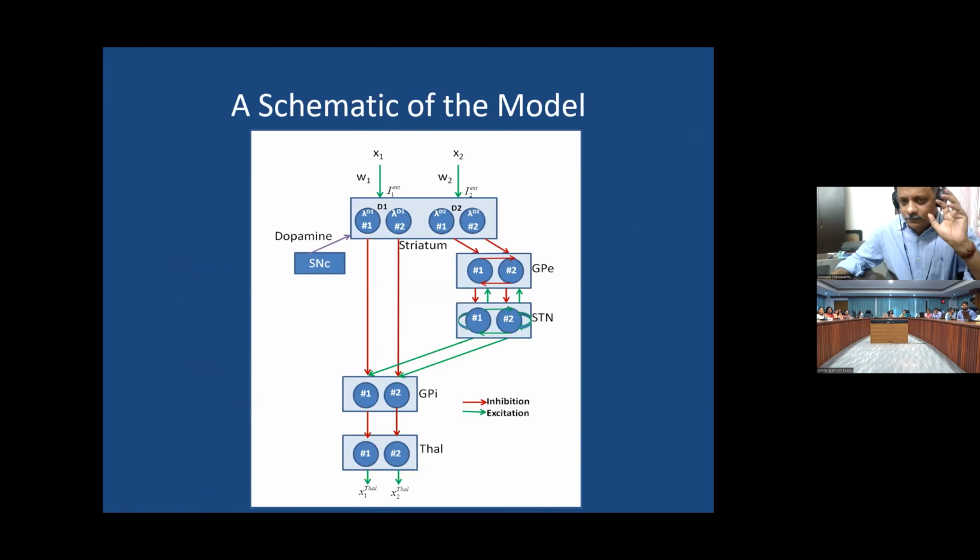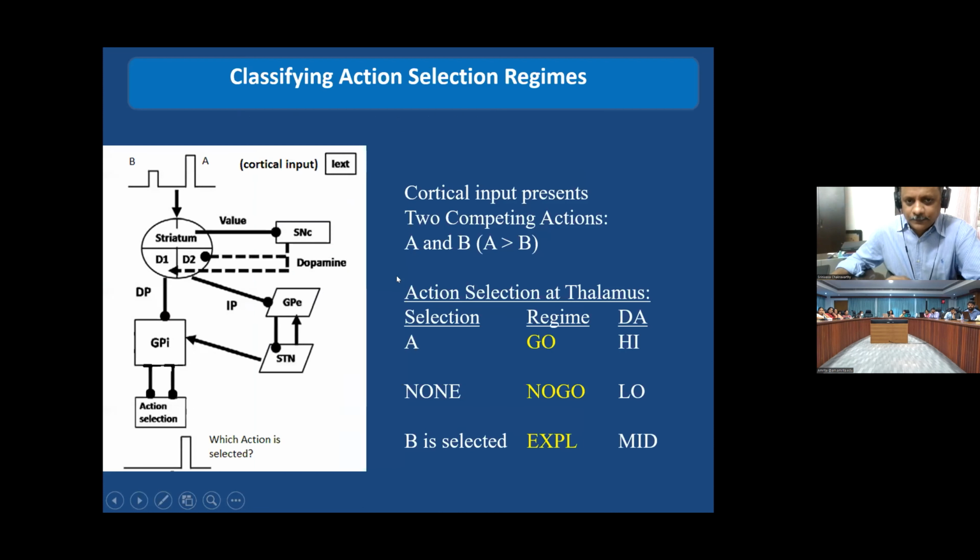With this background, I'll present a simple model of basal ganglia, with which you can see that the hypothesis I've just described, that basal ganglia function must be described in terms of go, explore, and no-go, comes out of a very simple model. In this model there is the striatum, GP, STN, and the output from GPi goes to thalamus, and then you have the final output. And the dopamine signal is coming from SNc.